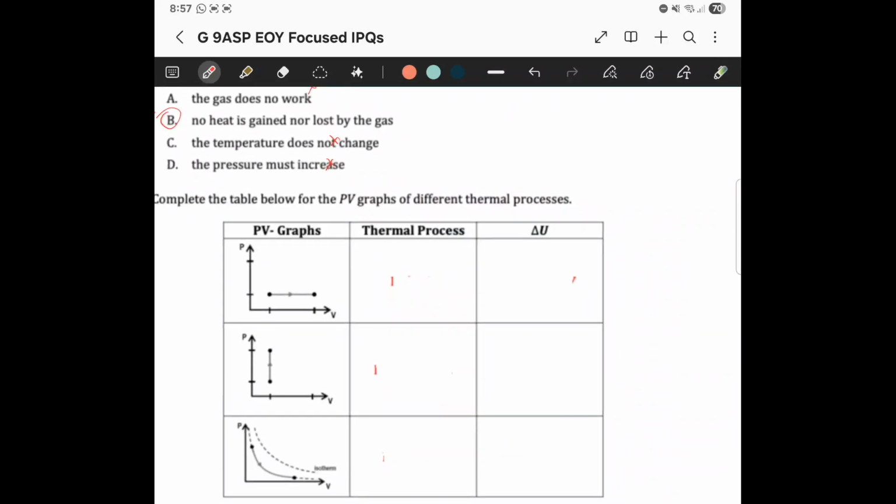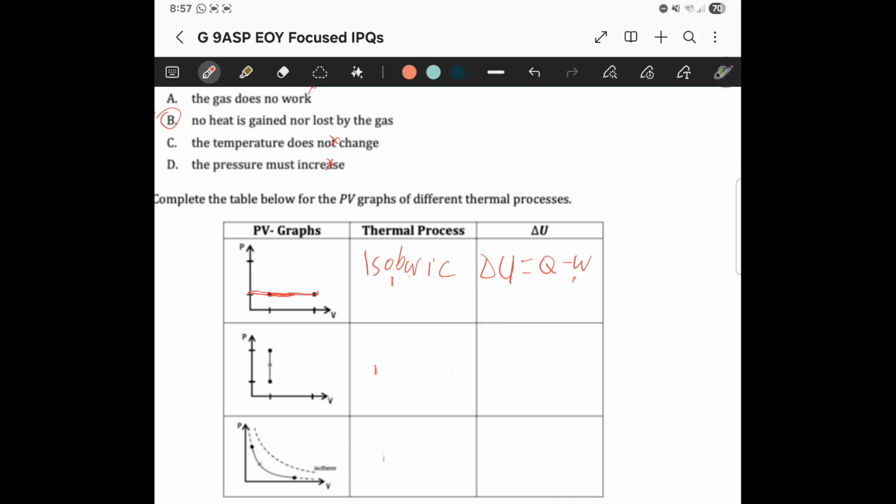Okay. So for the PV graph here, what's happening? The volume is increasing, but the pressure is not increasing. You can see that the pressure didn't change. It stayed constant all the way. There's nothing increasing. So this is going to simply be isobaric. If you need to remember the formula for it, I have a video on the thermal processes. That just simply becomes Q minus W. And I think it's even on the formula sheet as well, so you don't need to memorize it.